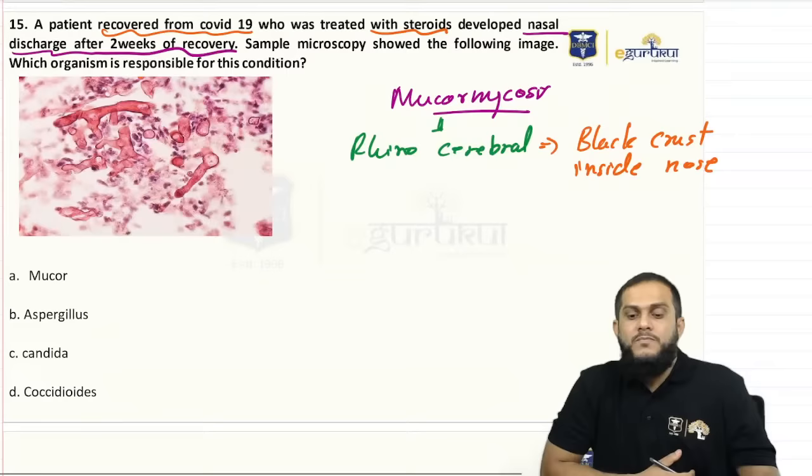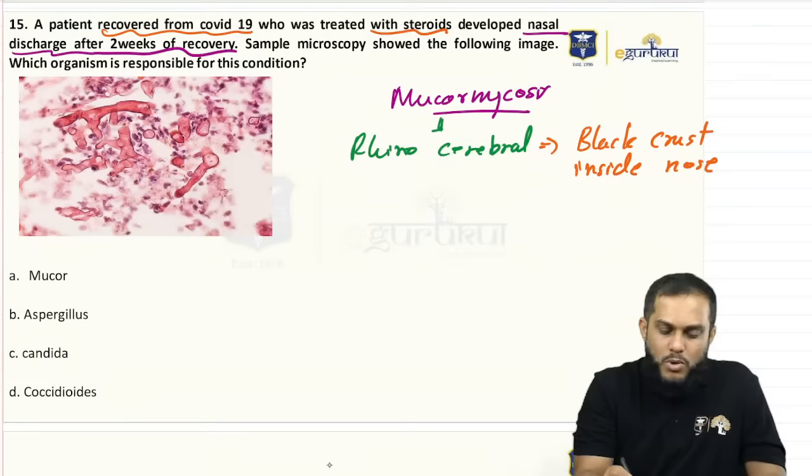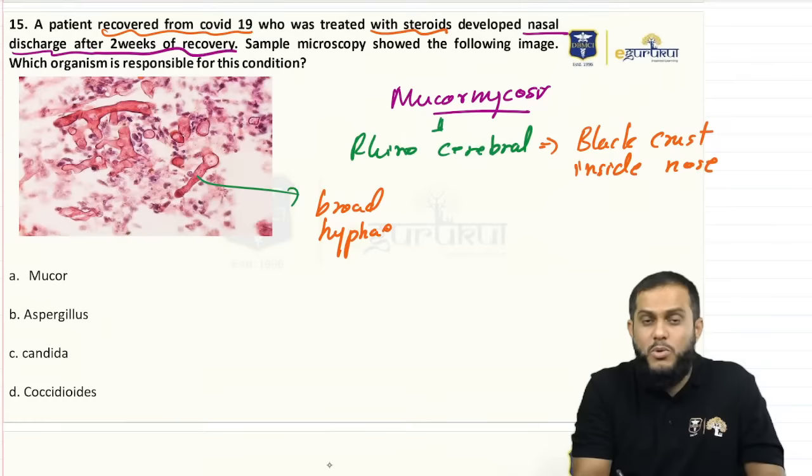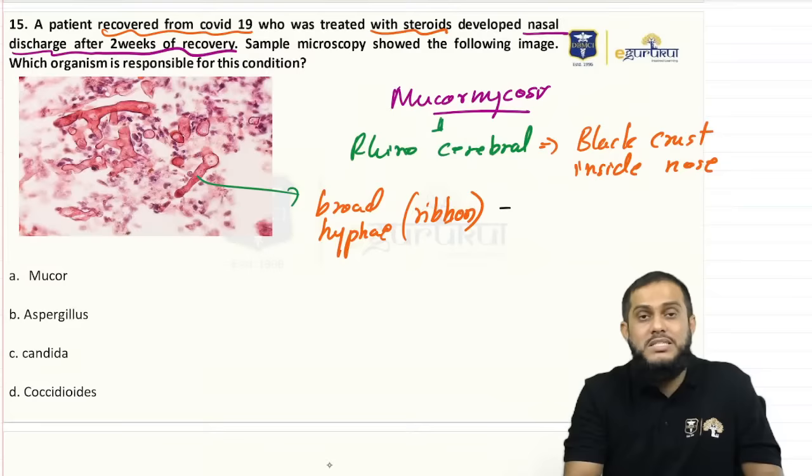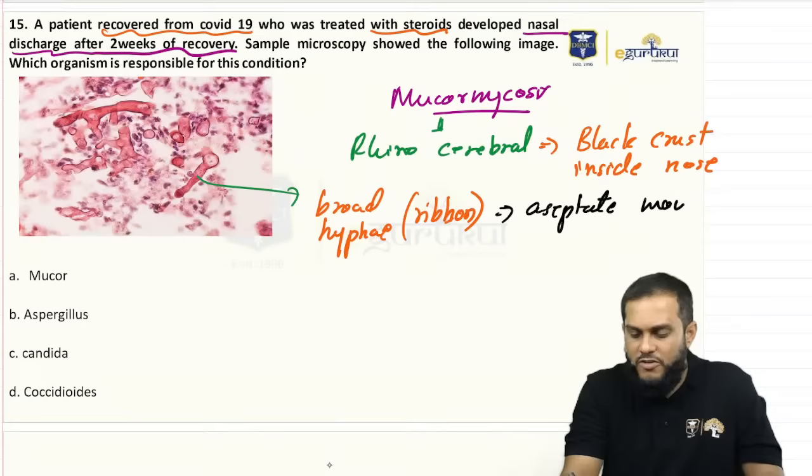There are so many things. And sample microscopy showed the following image. They have given the image also, which shows broad hyphae. So they are not narrow, they are broad. Broad hyphae, which look like ribbon. That is the characteristic of aseptate hyphae. Broad hyphae or aseptate hyphae. Otherwise, septate hyphae are narrow hyphae.